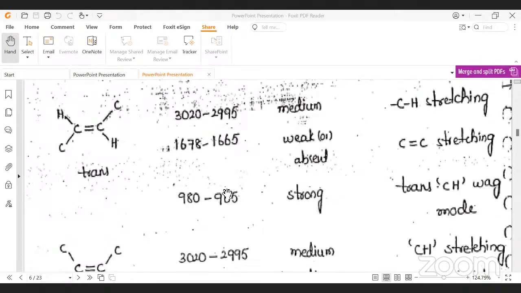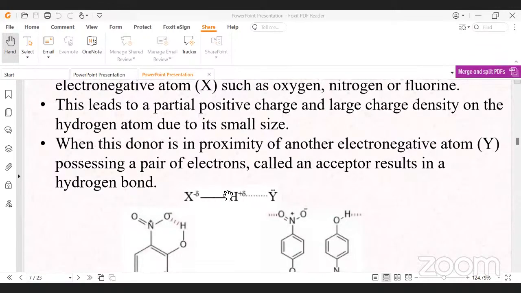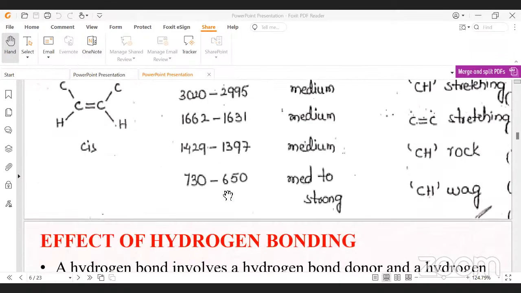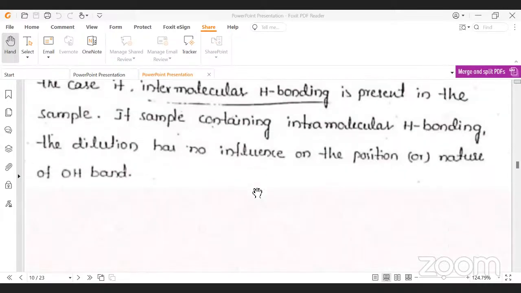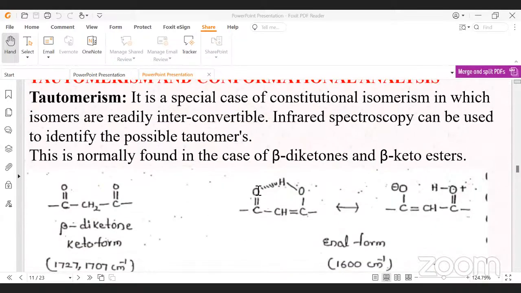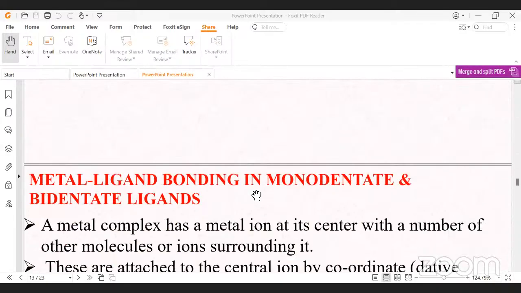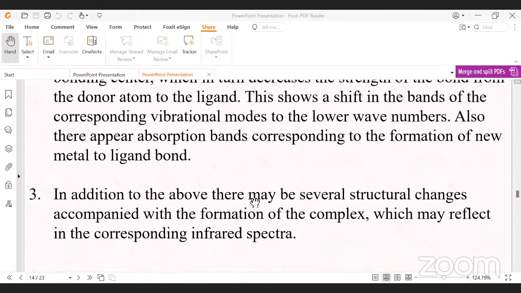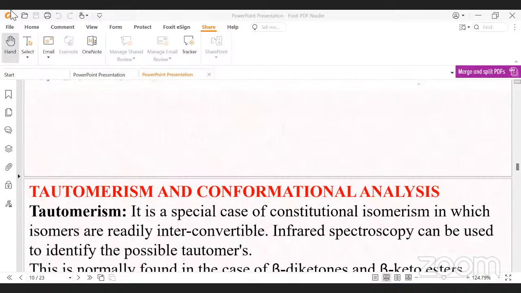We have misplaced something. This is not correct. Sir, excuse me, this trans isomerism. Repeat it, sir. Wait. I think one picture has been missed. Wait one minute.